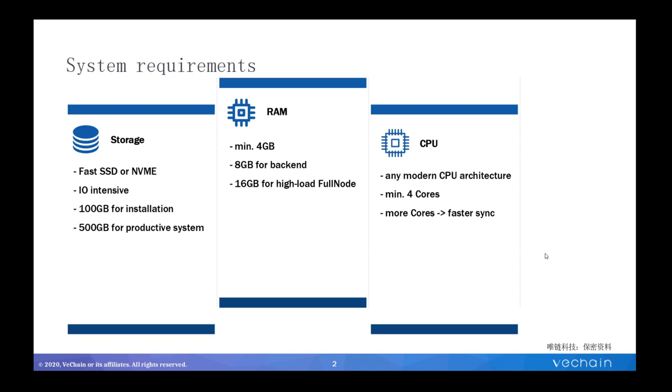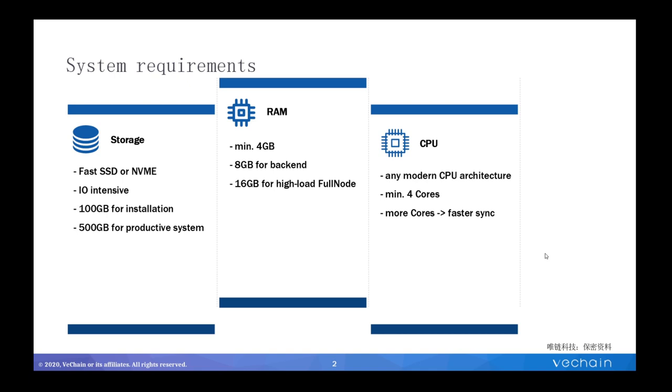For the RAM, the VeChainThor node will require about 4 gigabytes of RAM to run smoothly. If you're planning on permanently running the node, you should have about 8 gigabytes on the system if you don't have anything else on the system. And for a high load full node, you should reserve about 16 gigabytes of RAM.